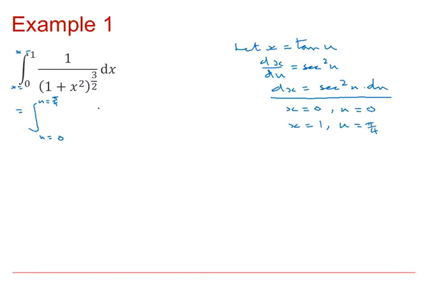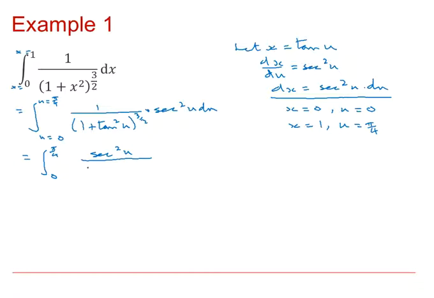So this will now become 1 over 1 plus tan squared u to the 3 over 2 times, and dx is going to be sec squared u du. So now we can try to simplify this down. So it's the integral from 0 to pi by 4 of sec squared u, and we know that 1 plus tan squared u is sec squared u, but it's still to the power of 3 over 2.